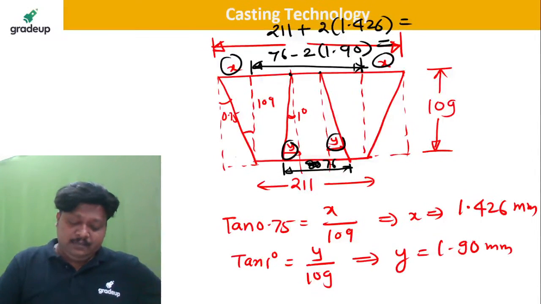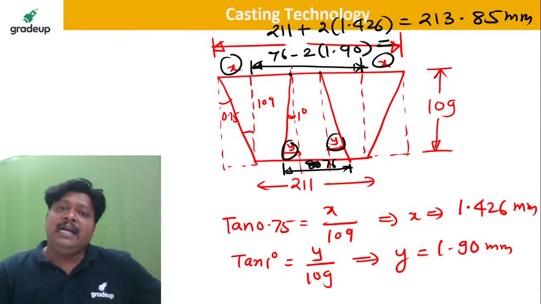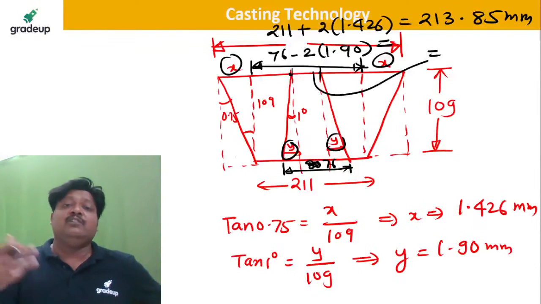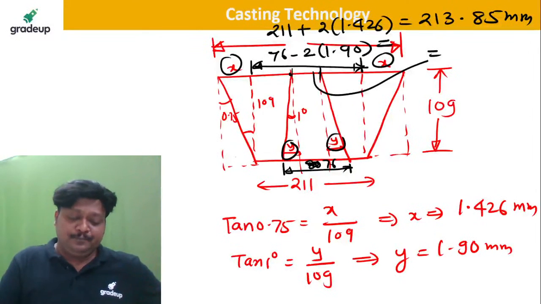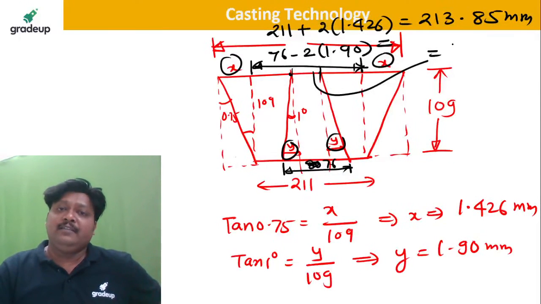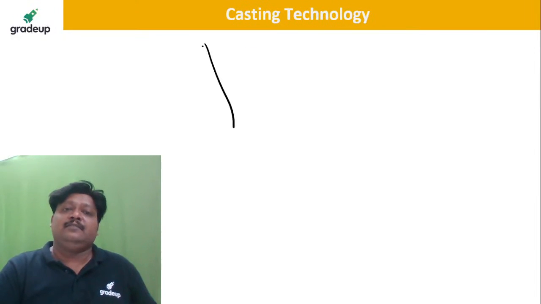So 211 plus 2 times 1.426 is 213.85 millimeter. And this bore at one end, because of the internal taper, is 76, the value after providing the machining allowance of 3 mm, minus 2 into 1.90. How much is it? It is 72.2 mm. So these are the final dimensions. So it looks like this.